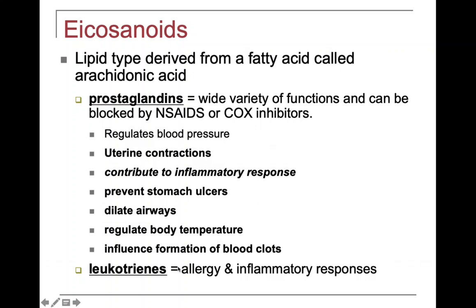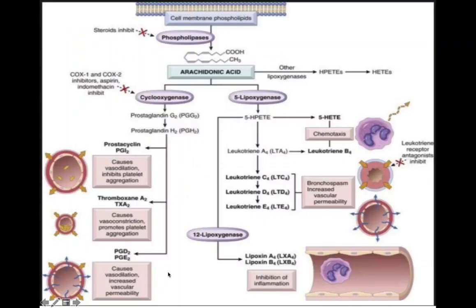And leukotrienes are involved with allergies. They're also involved with the airways primarily. When leukotrienes are in high concentrations, they're involved with asthma, with that constricted airway. So leukotriene blockers are very helpful for people with asthma.